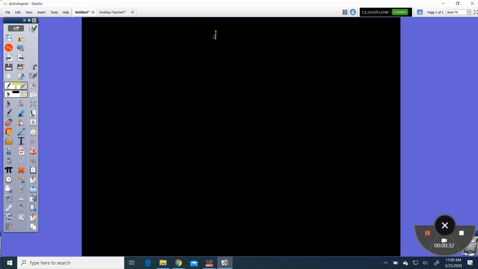It starts with a 1 right here at the very top of the triangle, and then it goes 1 and 1. Then it goes 1, 2, 1, 1, 3, 3, 1, 1, 4, 6, 4, 1, 1, 5, 10, 10, 5, 1.